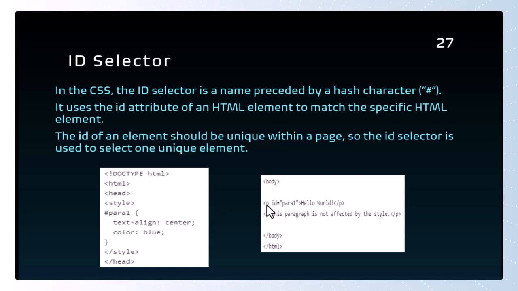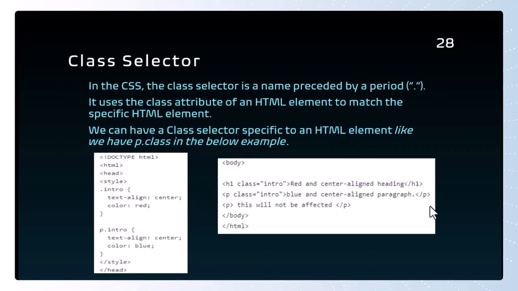So in this example here, the P has an ID of para 1, and you have the content, and then you have the ending P, and then you have another P that does not have an ID, but an ID would only belong to one element. So the ID of an element should be unique within the page, so the ID selector is used to select one unique element. The class selector is preceded by a period.